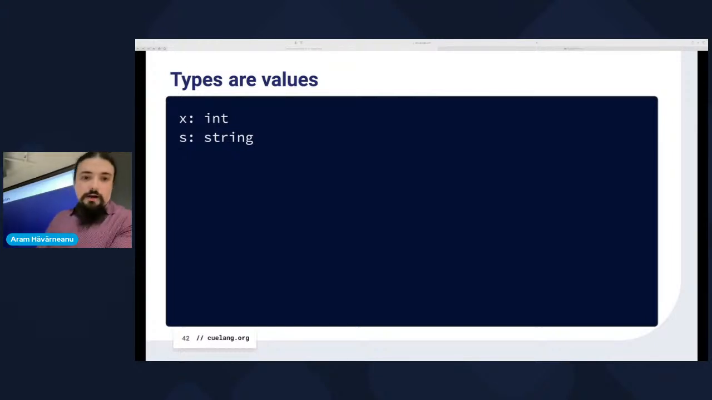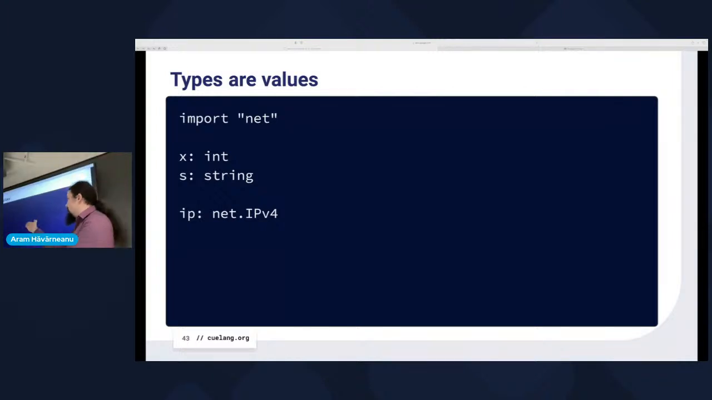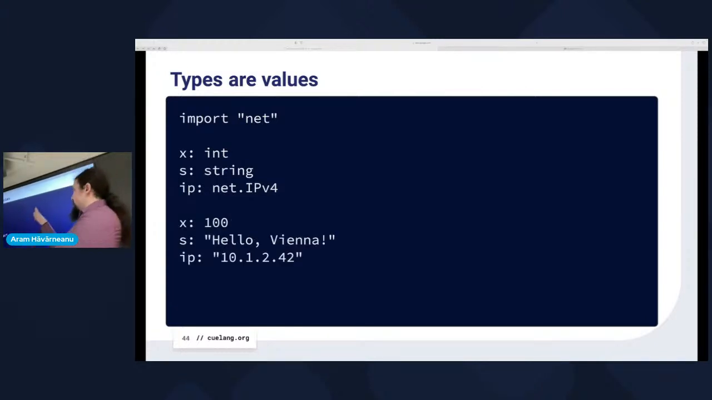In this example, we declare that X is an int, and we also declare that S is a string. But we can also, of course, have much more interesting types. We can say that IP is a net IPv4, so it's a specific IP. It's not just a string, and we can see that in action over here. For example, we have previously said that X is an int and S is a string, but we can also say that X is 100, which is a very specific int, and S is hello Vienna. And what happens here is you shouldn't think of the first ones as being type declarations, and the second ones as being assignments.